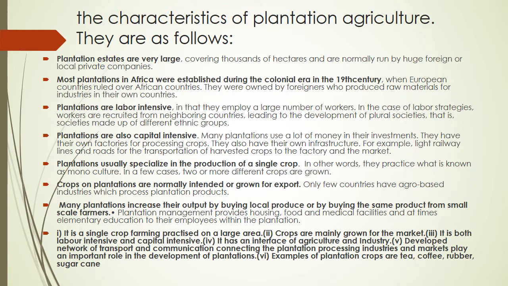The European countries ruled over African countries. They were owned by foreigners who produced raw materials for the industries in their own countries. So this type of agricultural technique basically originated from the European or the colonial era. As they were owning various different countries, they started developing plantation agriculture in those countries also.